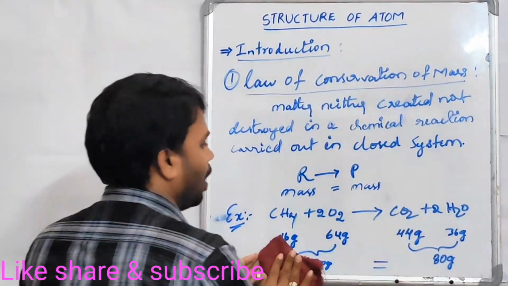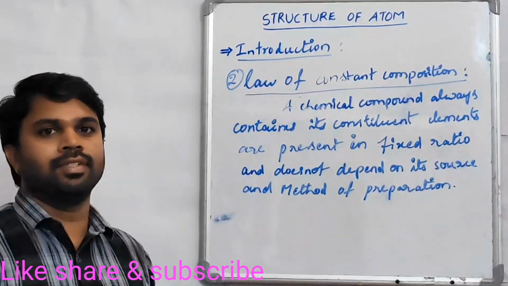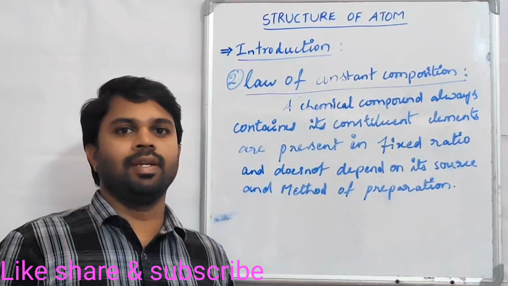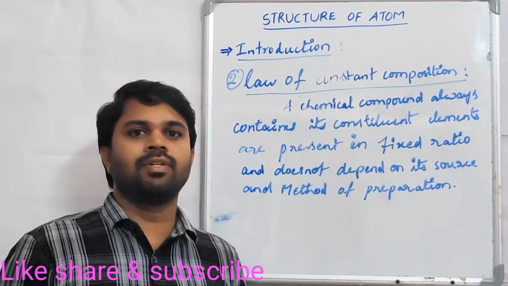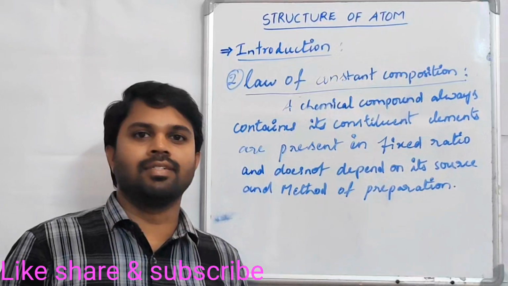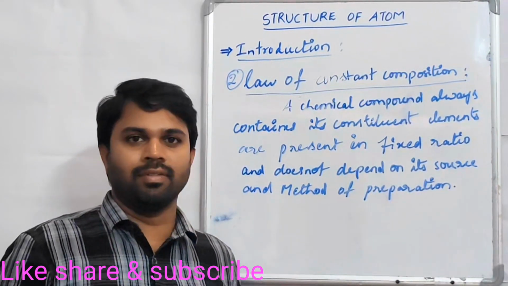Now come to the second law, law of constant composition. This law states that a chemical compound always contains its constituent elements in a fixed ratio, and this does not depend on its source and does not depend on the method of preparation, which method we use to prepare.